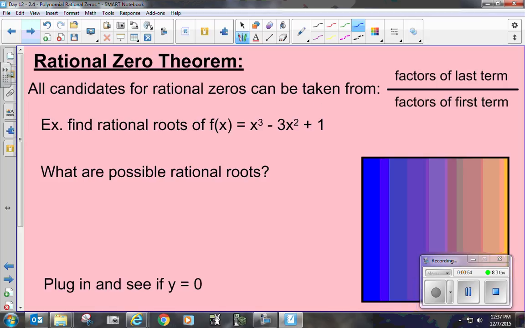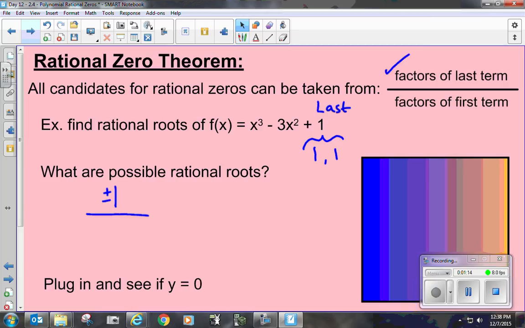This is my last term. Factors of 1, well, that's just 1 times 1. All right? So, the factors of 1 are 1, but it can be positive or negative. So for every factor we list, we're going to put a plus or minus next to it. All right? If that's my last term, check. Okay, over the factors of my first term. Here's my first term. That is a coefficient of 1. So again, we're just looking at the number, and that's, again, 1 times 1. So it's only the number 1, plus or minus.